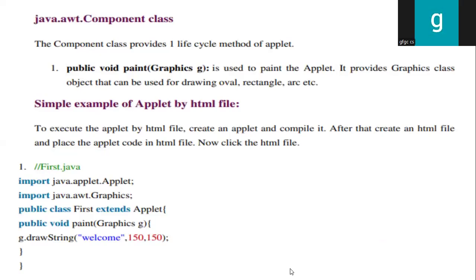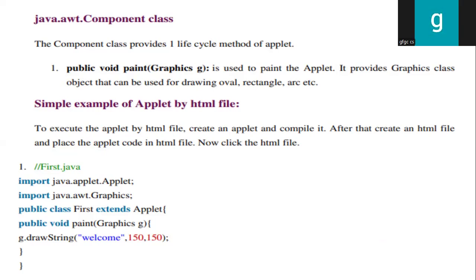Java AWT class component. Here, first is public void paint. It is used to paint the applet. It provides the Graphics class object that can be used for drawing an oval, rectangle, or arc. A simple example for an applet by HTML file.